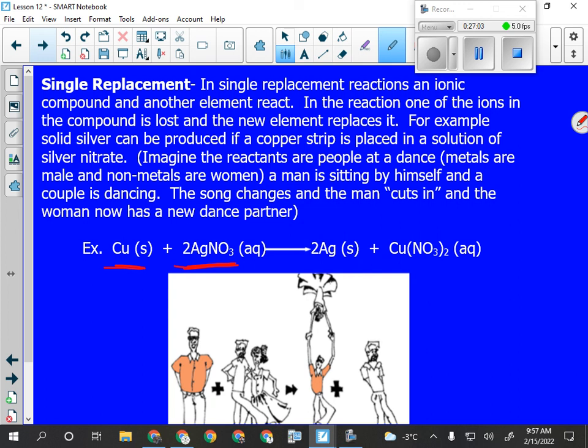So, copper is a metal. That means when it reacts with silver nitrate, it's going to replace the metal part of silver nitrate, which is? Which part of silver nitrate is the metal? Silver. Okay? So what's going to happen in this reaction is copper and silver are going to switch. Copper is going to end up with nitrate, replacing the silver, and silver is going to wind up by itself. What does this reaction produce? Pure silver.